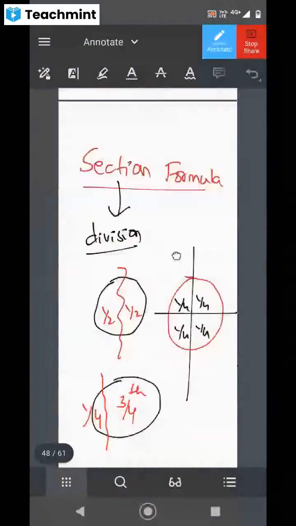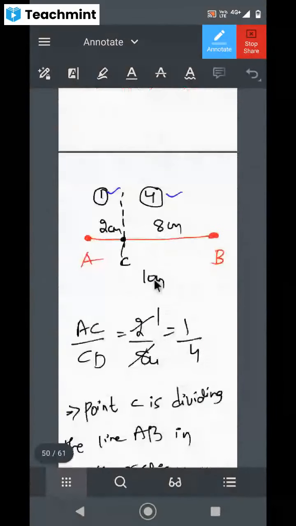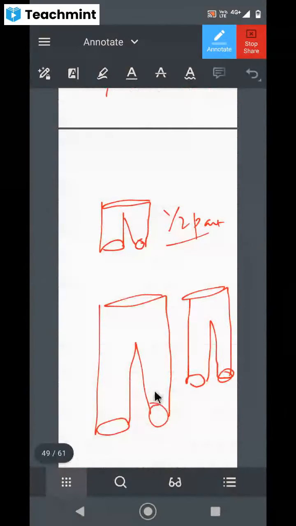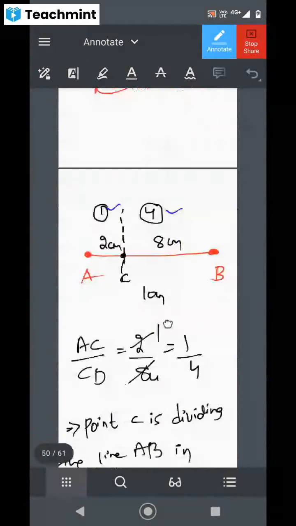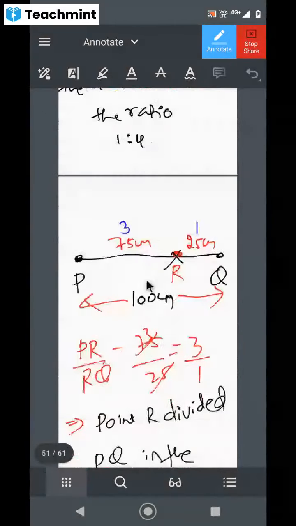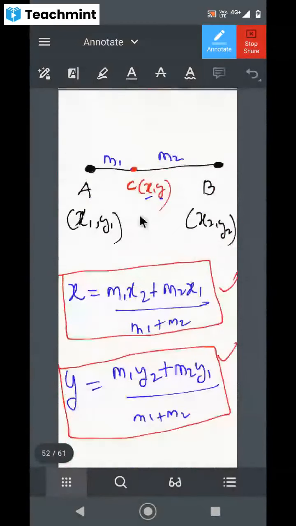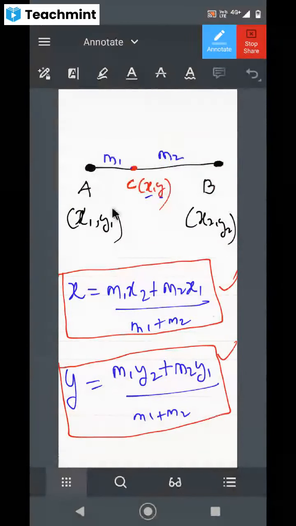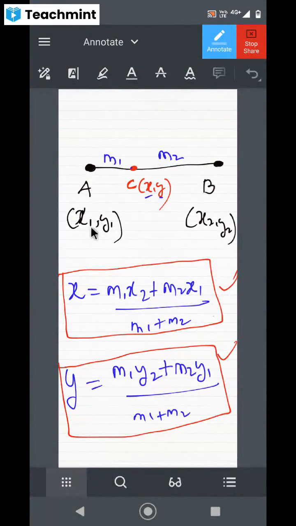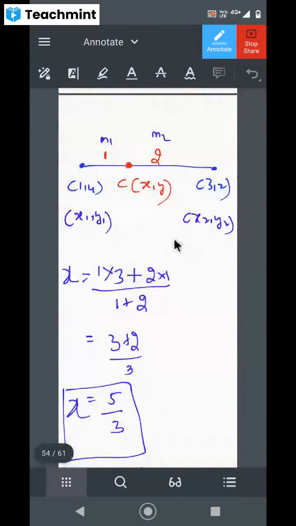We solved them. Then we came to the section formula. In the section formula, I was explaining the half, full, and 3/4 also, and I discussed what a ratio is. I told you the formula also in m1, m2 ratio. They will give you x1, y1, x2, y2, m1, m2, and ask you for x and y. Or they will give x1, y1, x, y, and x2, y2, and ask you for m1, m2. So we solved those kinds of problems also, no?